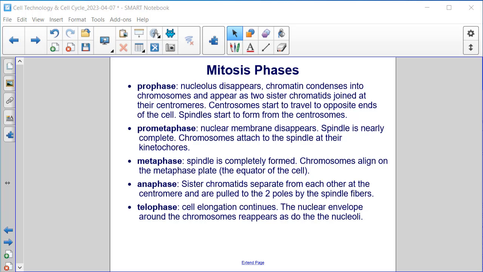During metaphase, the spindle is completely formed. Chromosomes align on the metaphase plate, or the equator of the cell. Anaphase. Sister chromatids separate from each other at the centromere and are pulled to the two poles by the spindle fibers. Telophase. Cell elongation continues. The nuclear envelope around the chromosomes reappear, as do the nucleoli.